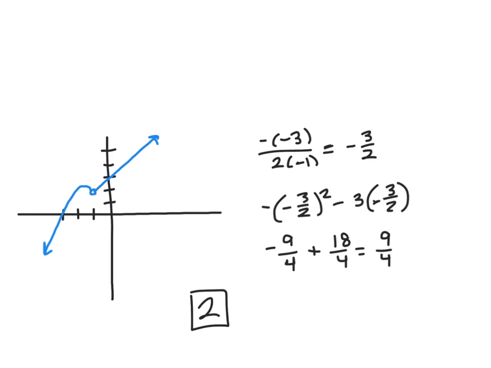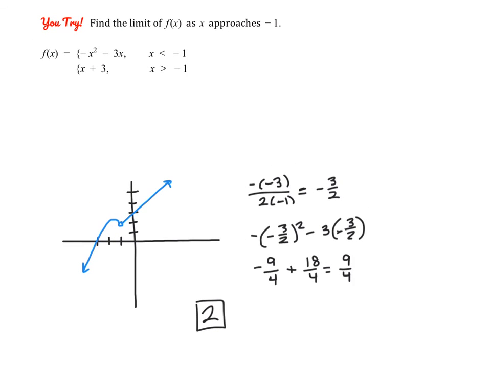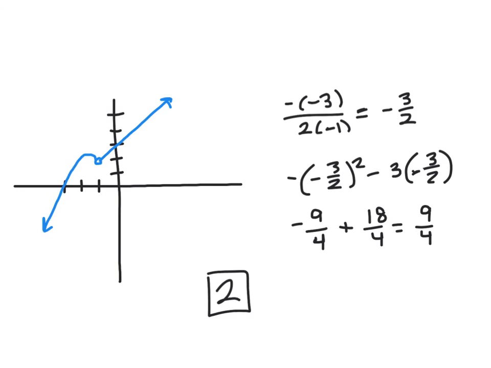Okay, so here you can see this is the first part of our function. So when x is greater than -1, we have a linear function. When x is less than -1, we have this quadratic function. The vertex is at -3/2, 9/4. But you can see that from the left, the limit as x approaches -1 is 2. From the right, the limit as x approaches -1 is also 2. So our overall limit is 2.